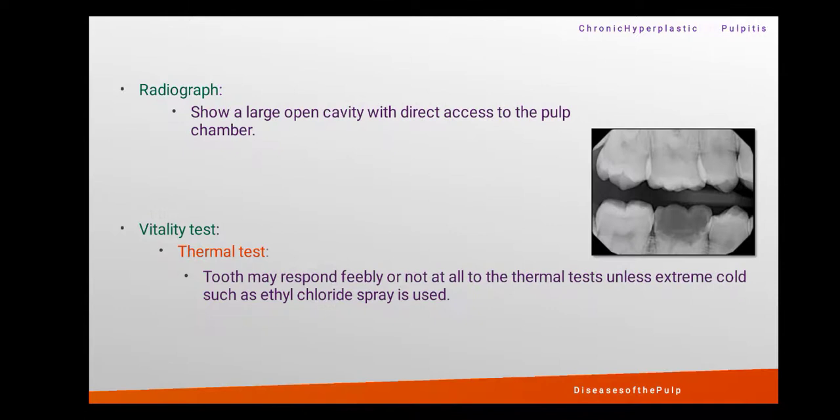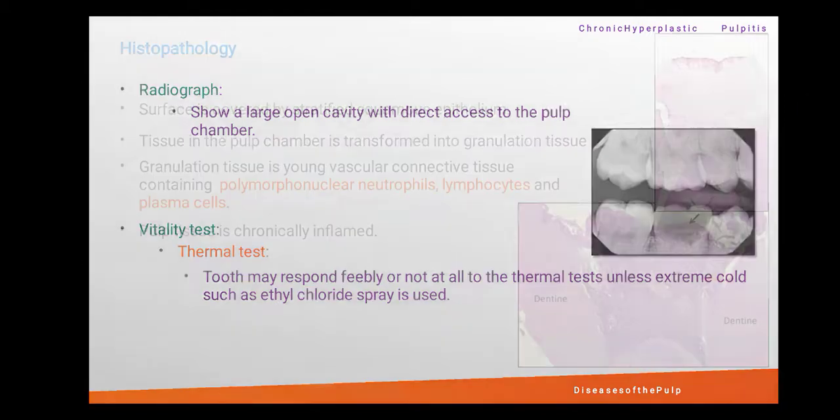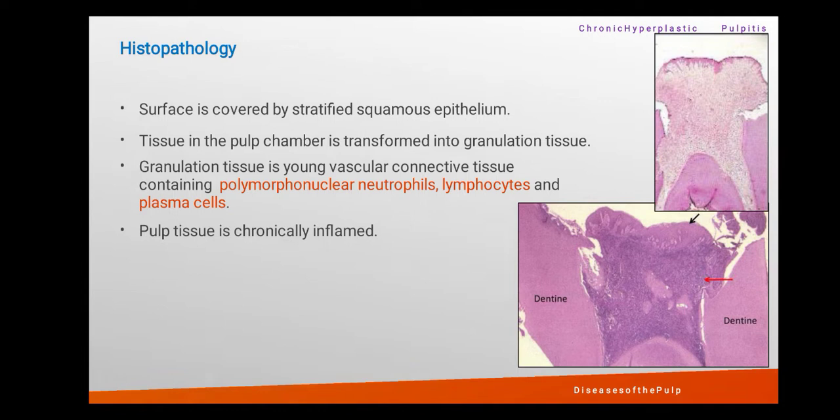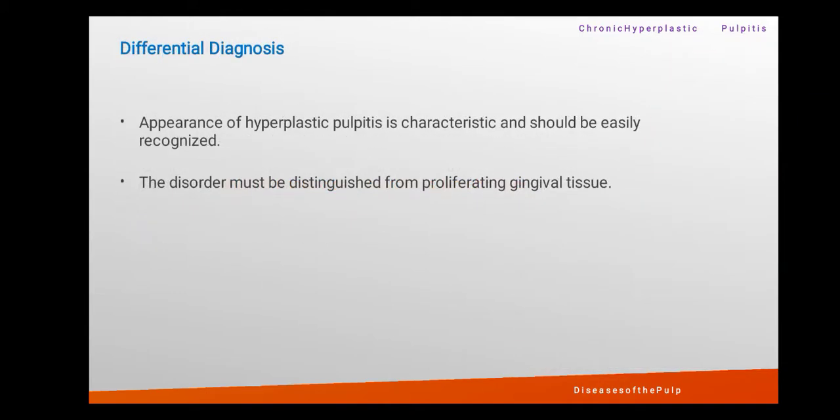So there you can see a radiograph. There is a large open cavity with direct access to the pulp chamber. Thermal test may respond feebly or not at all because the pulp has completely died and become necrotic. Surface is covered by stratified squamous epithelium, and the pulp tissue, chronically inflamed tissue, you can see, and it can be differentiated from the other conditions very easily.